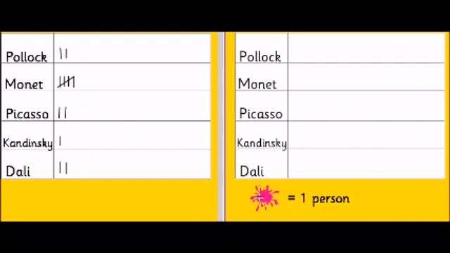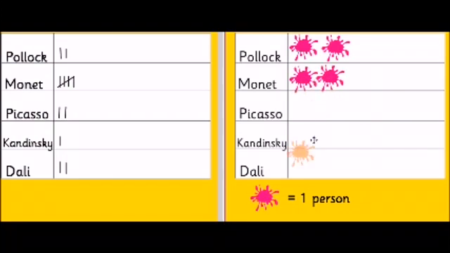Okay, so we'll look. We've got Jackson Pollock had 2 votes. So we can move 1 splat, 2 splats. Nice and clear. We've got Monet. Don't forget, it's that gate shape that represents 5 people. So we need 5 splats. 1, 2, 3, 4, 5. 1 splat is the same as 1 person.